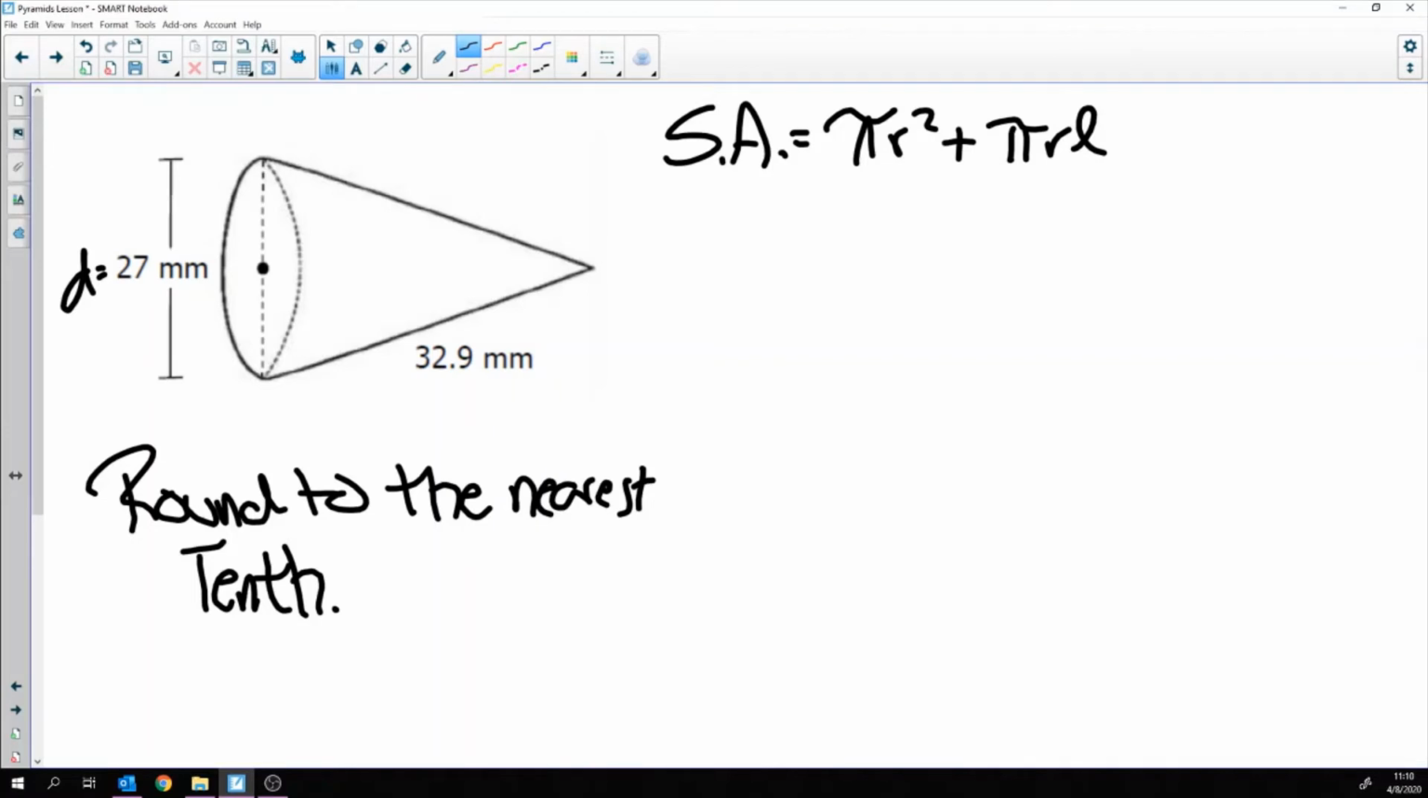In order to get the radius, what do we do with that? Cut it in half, hopefully you guys are saying. Remember the diameter is equal to 2 times the radius. The radius is always half of the diameter. I'm not going to plug it in, but just do 27 divided by 2. You get 13.5. Okay, so now we know 13.5 is the radius, and we know the slant height already is 32.9. Again, that goes along the outside edge of the cone.